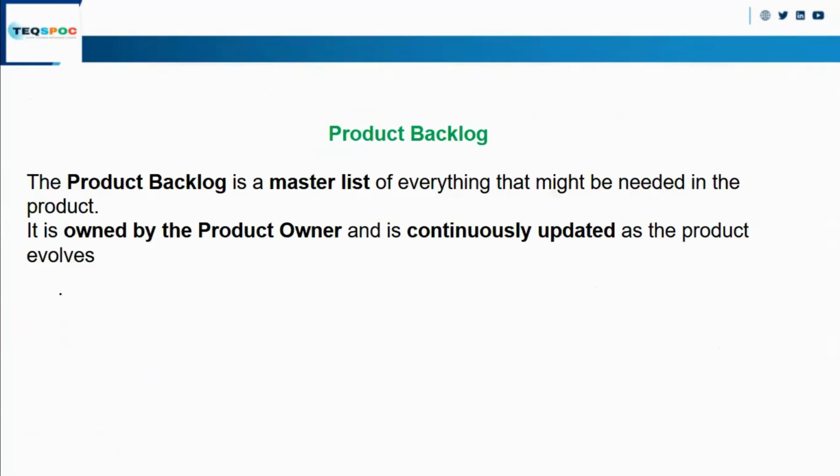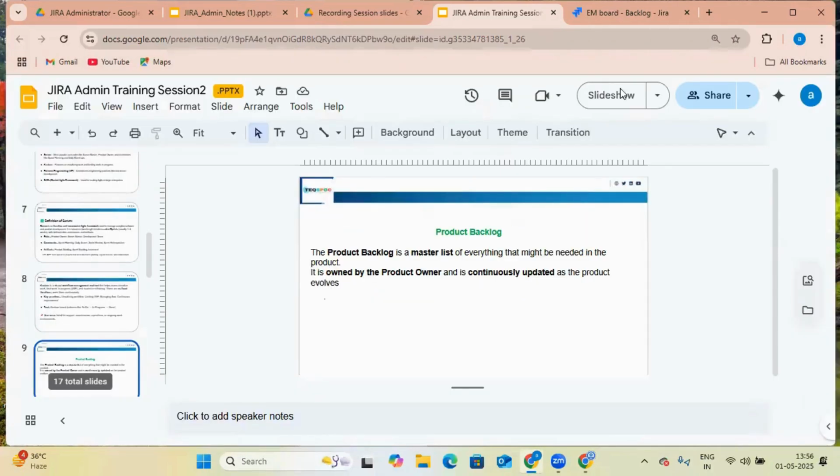So now coming to the product backlog. Product backlog is basically an area where all the things will be kept, all the requirements, all the issues will be kept in the product backlog, and the product backlog will keep on increasing according to the requirement. So let me show you what is product backlog.